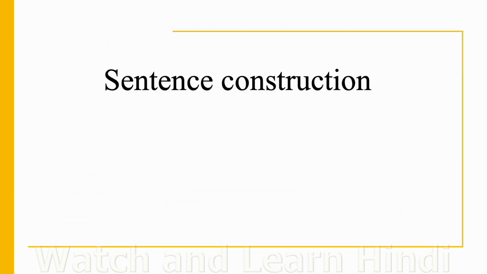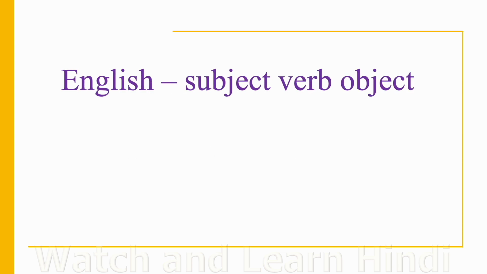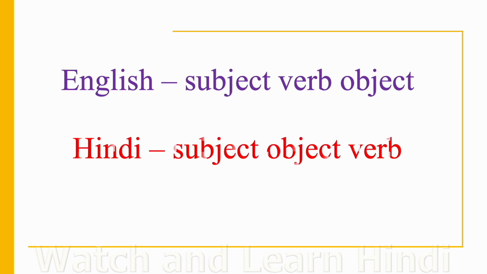Let's start. The first thing I want to talk to you about is that the sentence construction in English and Hindi is slightly different. English sentences usually have subject, verb, object, SVO, whereas in Hindi, it is generally subject, object, verb, SOV. You don't have to dwell on this, but it is something to keep in mind.